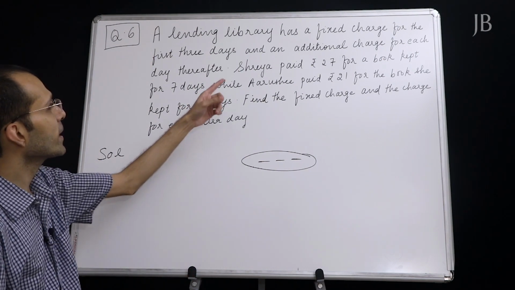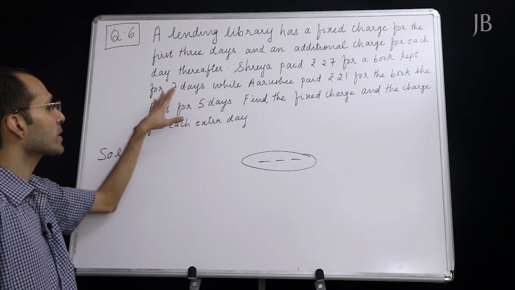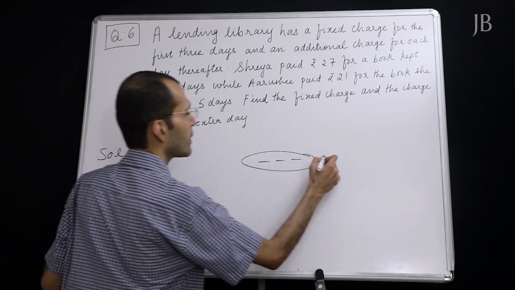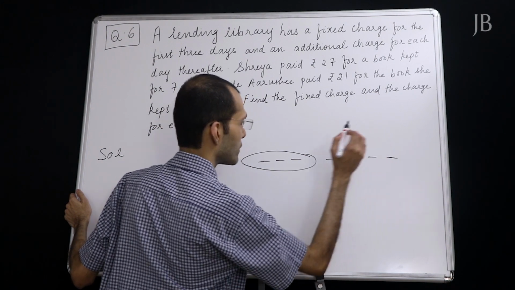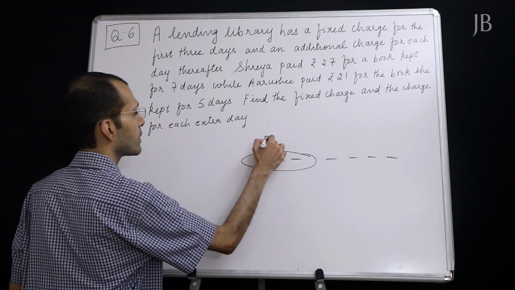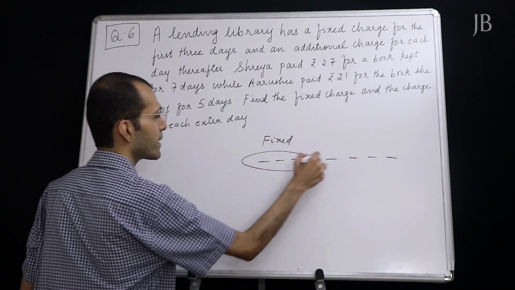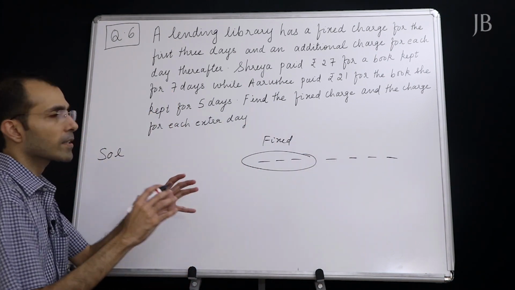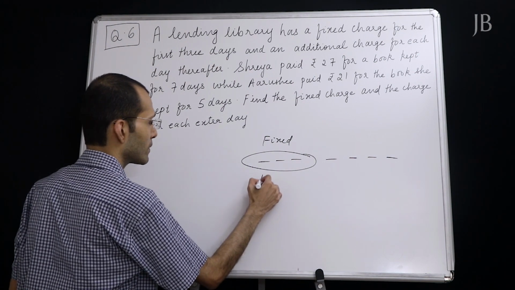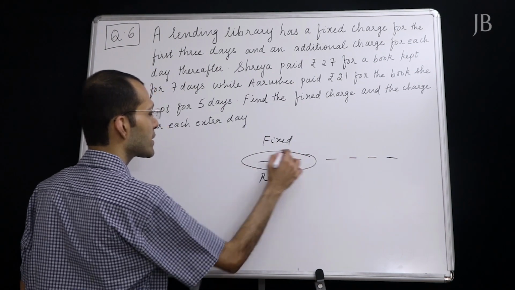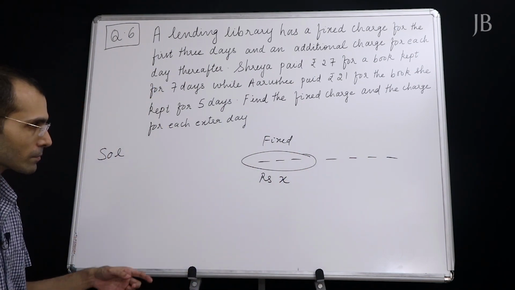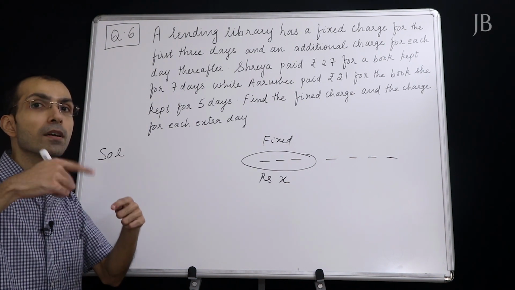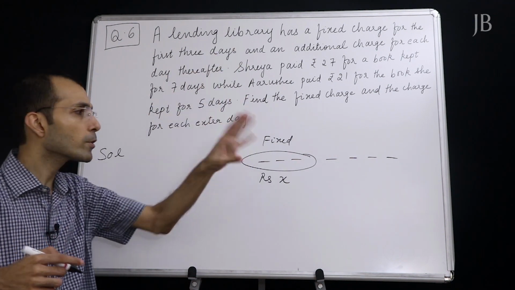Now what has happened? Shreya has paid rupees 27 for a book kept for 7 days. So for 3 days the fixed charge is there, then 1, 2, 3, 4. This is fixed. So that makes 7 days. Okay? So what we do? Let the fixed charge be rupees X, and then let the charge per day thereafter be rupees Y.